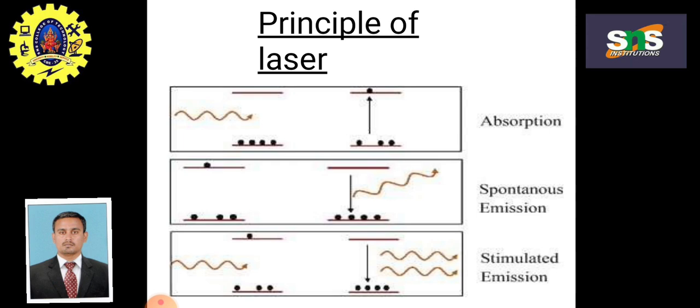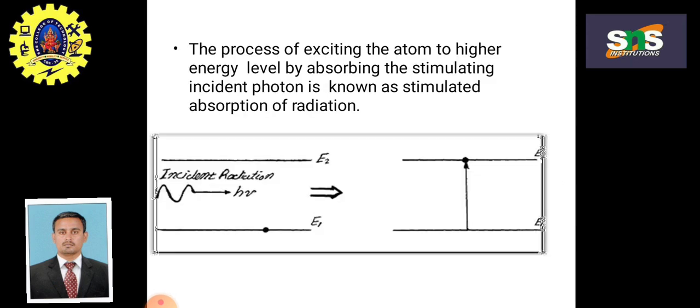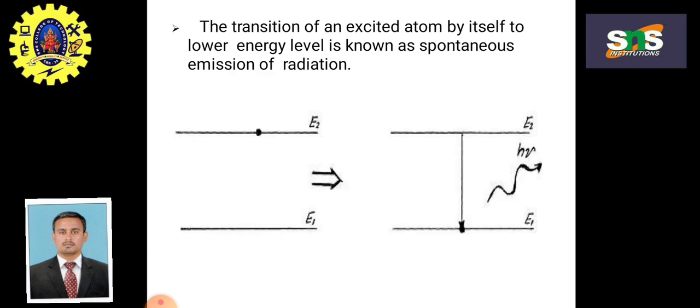Then the principle of laser. The first diagram shows the absorption process, then spontaneous and stimulated emission. The process of an atom being excited to a higher energy level by absorbing an incident photon is known as stimulated absorption of radiation. Then the transition of an excited atom by itself to a lower energy level is known as spontaneous emission of radiation. Then the energy transfer between E2 to E1.